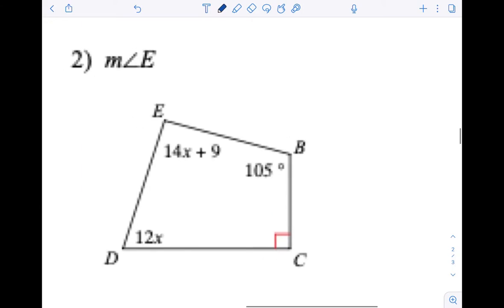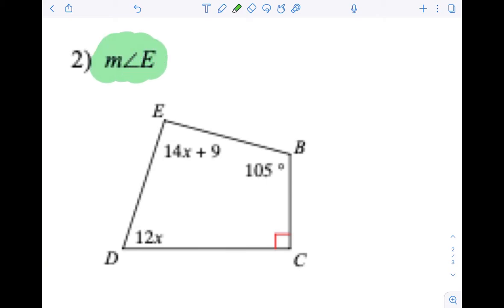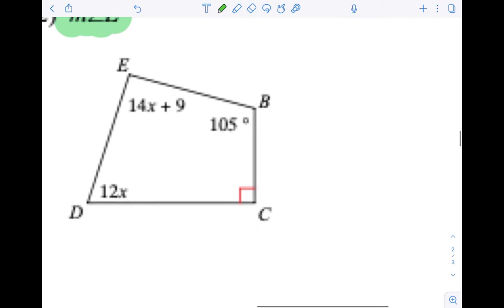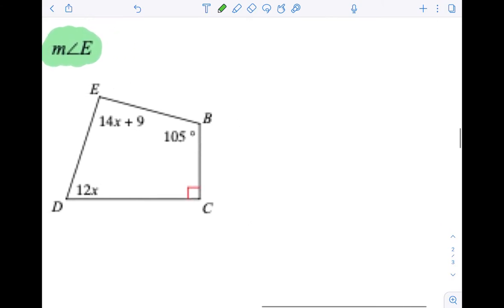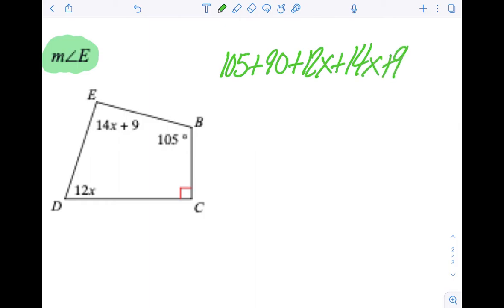Number 2 says, find angle E. What is the measurement of angle E? Same idea, all the angles add up to 360 degrees. So again, I'm going to go in order. Angle B first, so angle B is 105. Angle C is 90, right? That red box means 90. Angle D is 12x, and angle E is 14x plus 9, is equal to 360.